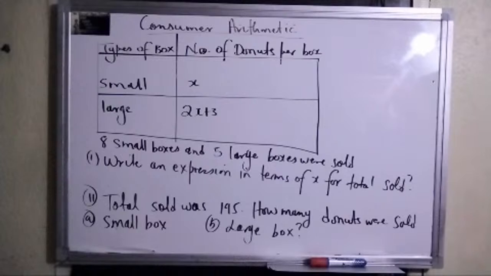Very nice question. This is how they normally set up consumer arithmetic. They normally give you a little table and you have to determine whatever they're asking you for. Each part of the question is related. Come on, guys, let's go, 2 more minutes.